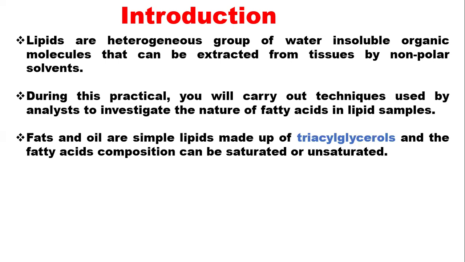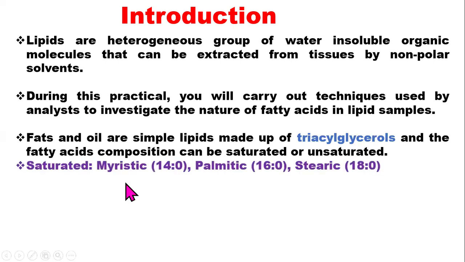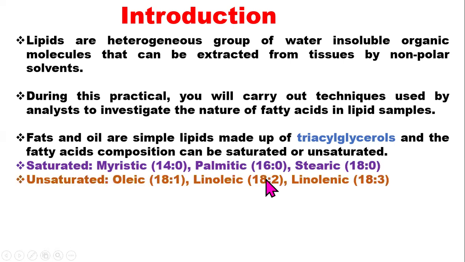The fatty acid composition can be either saturated, those that have single bonds in their hydrocarbon chain, or unsaturated, those that have multiple double bonds in their hydrocarbon chain. Examples of saturated fatty acids: you remember we have myristic acid, 14 carbon, palmitic 16, stearic 18 carbon. They are all saturated. For the unsaturated, we have oleic acid, 18 carbon, 1 double bond. Linoleic acid, 18 carbon, 2 double bonds. Linolenic acid, 18 carbon, 3 double bonds, and so on.